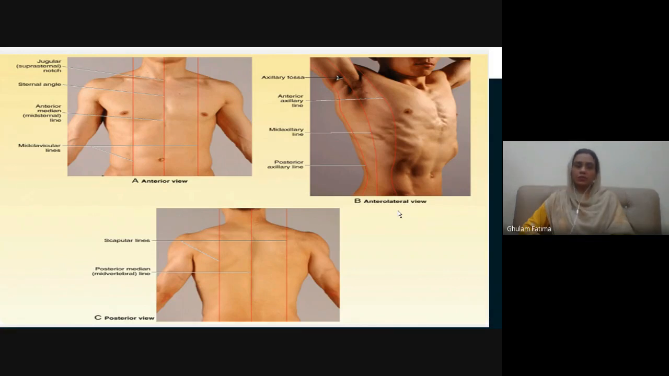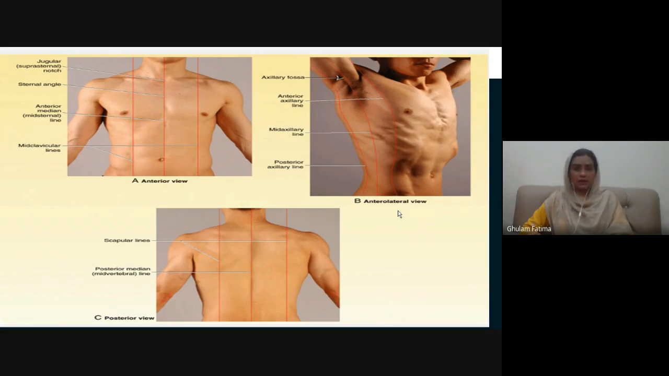So hence there are, we can say, 9 orientation lines: 3 in the anterior view, 3 in the posterior view, and 3 in the lateral view. But if we see the lateral view on the right and left, then it will become 12 lines. So once again, revising the lateral view, we have a mid axillary line that passes through the mid of the axillary fossa. We have an anterior axillary line that is in line with the anterior axillary fold, and we have a posterior axillary line that is in line with the posterior axillary fold.